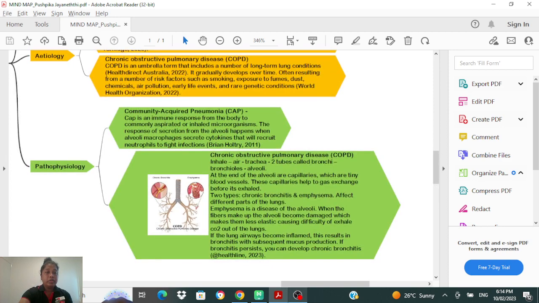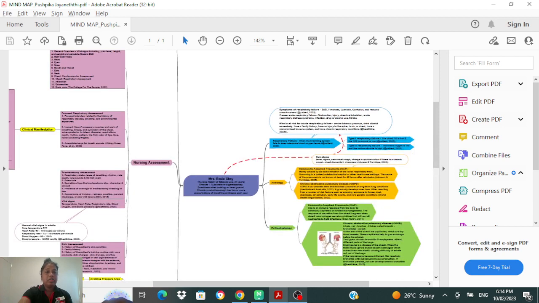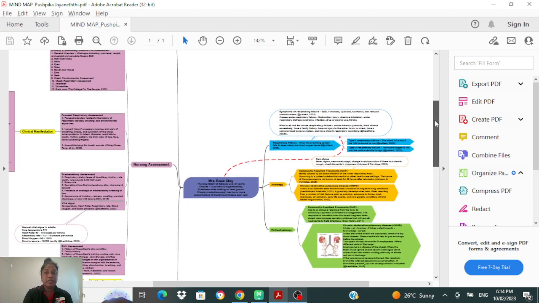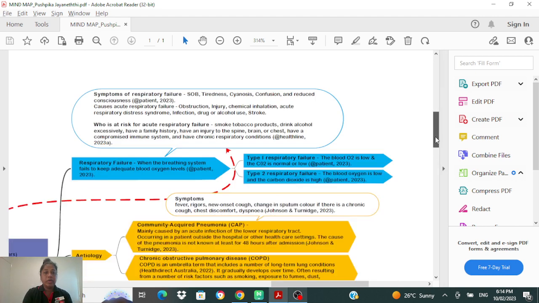And I'll go through her nursing management here. If I talk about nursing management, the first thing I talk about is nursing assessment. The first one is the head-to-toe assessment.